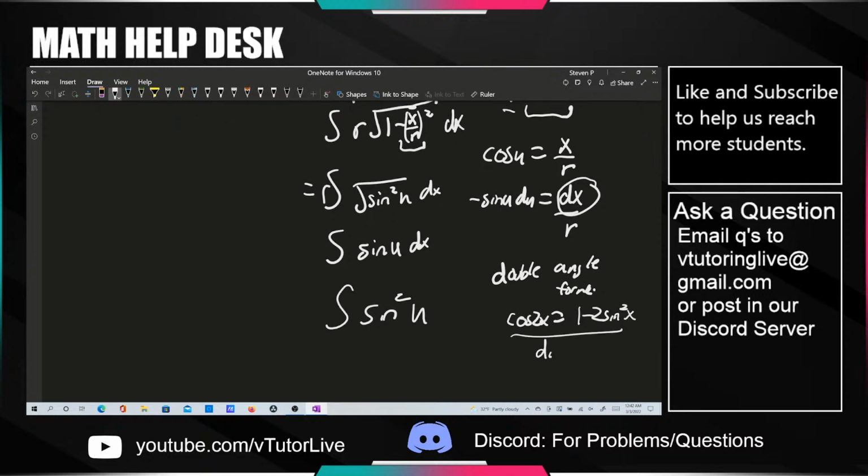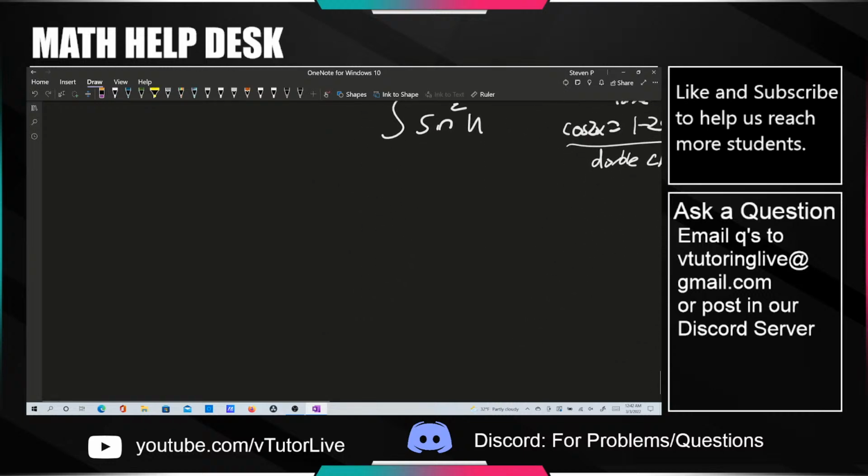So double check that and see if this will be useful, because it's hard to integrate sine squared of x directly. And what this is saying is you can turn it into a cosine instead, which is much easier. Anyways, figure out the rest on your own. I think that's the gist.